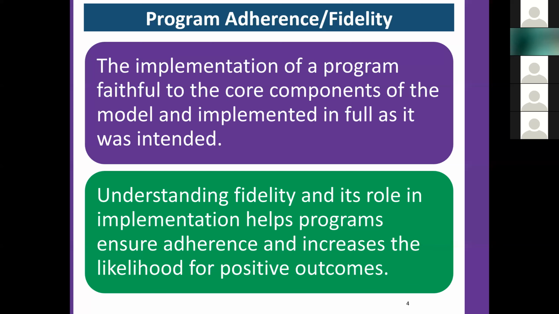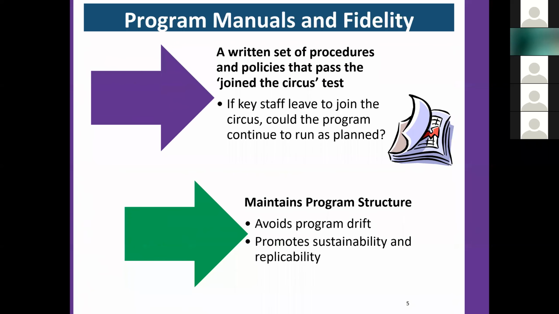So now, having said that, we are going to jump into program manuals and fidelity. And again, just want to remind you about these pieces. The program manual is that written set of policies or procedures that really talks about what you're doing. How is it supposed to look? What are all the things that are supposed to happen? And we talked about this briefly last time as well, but it really should pass the Join the Circus test. If all your key staff left tomorrow and joined the circus, could you continue to run your program as planned?